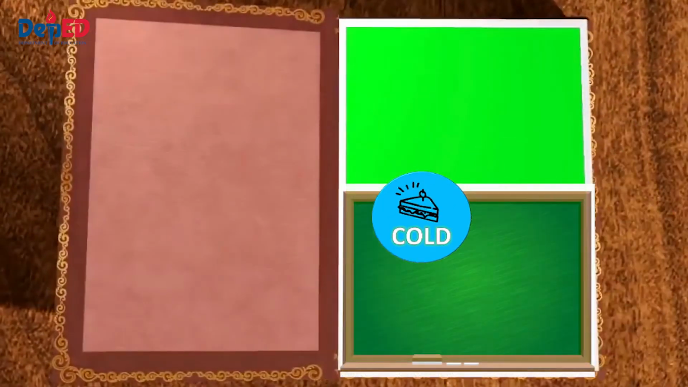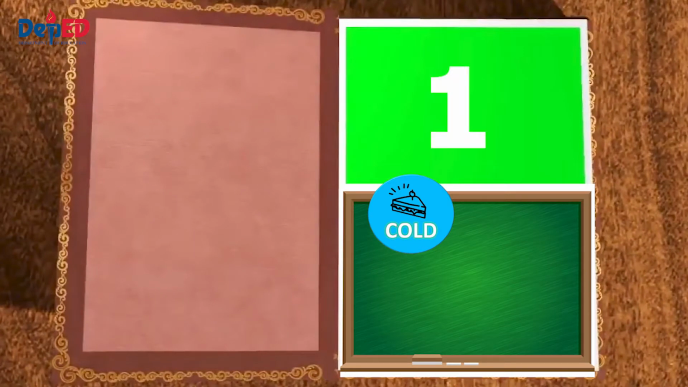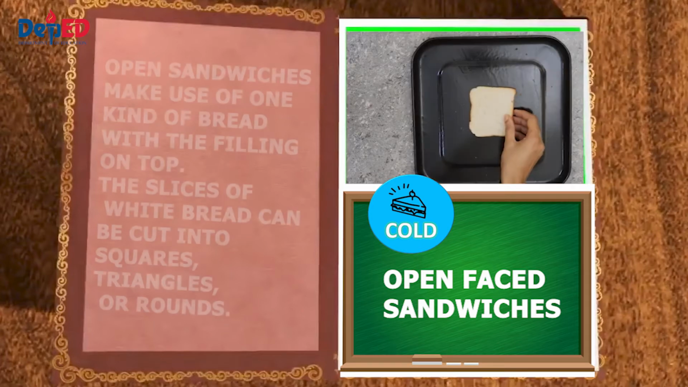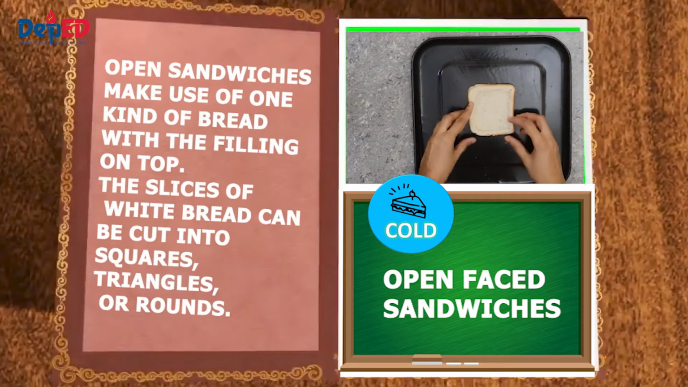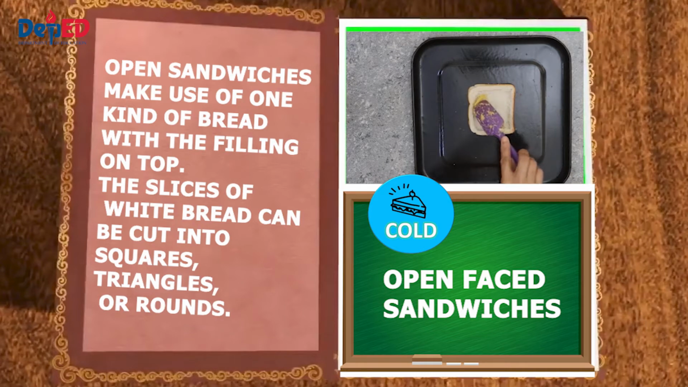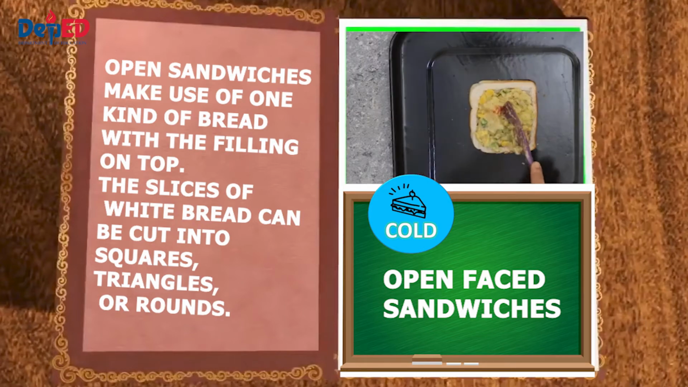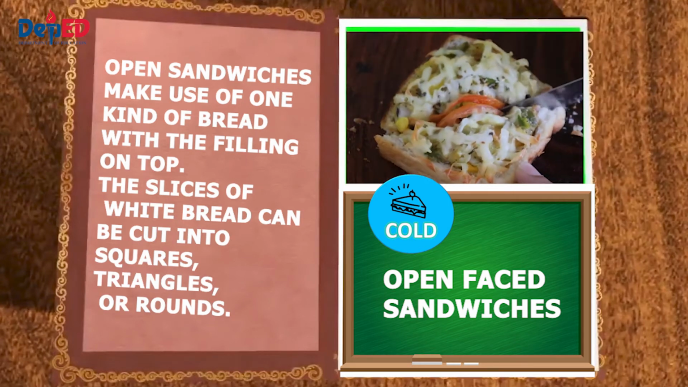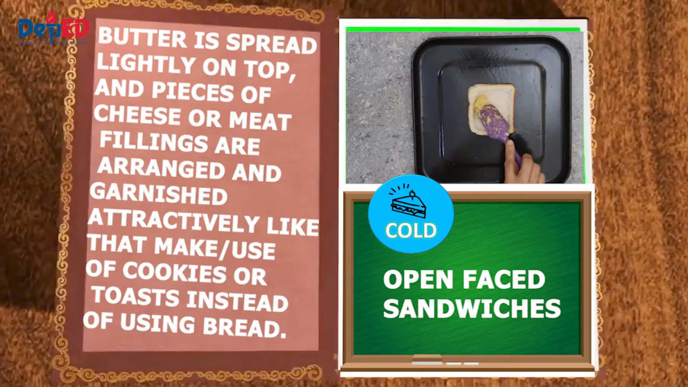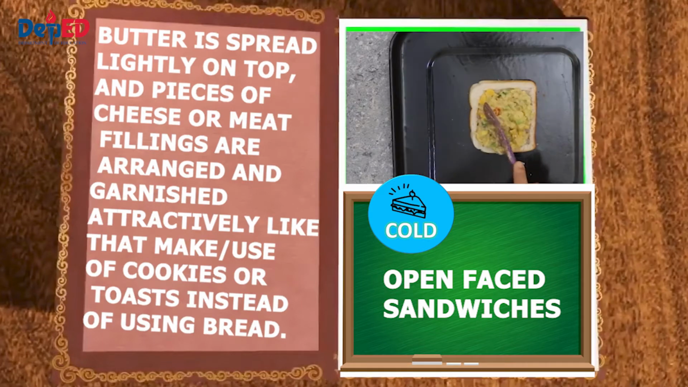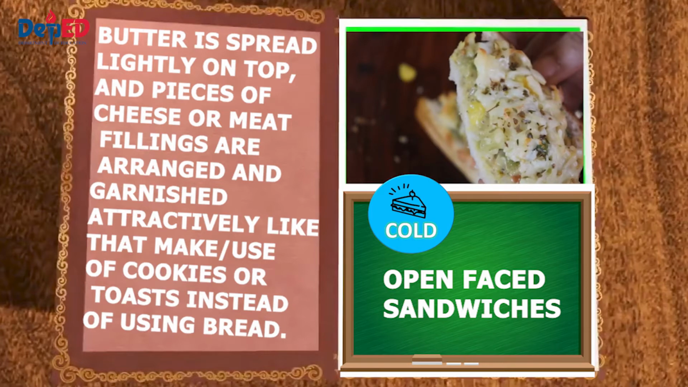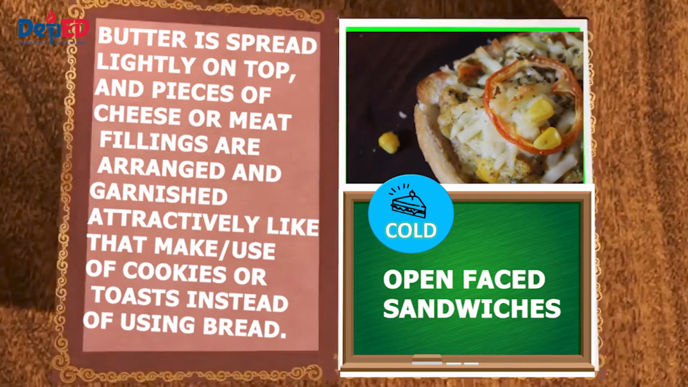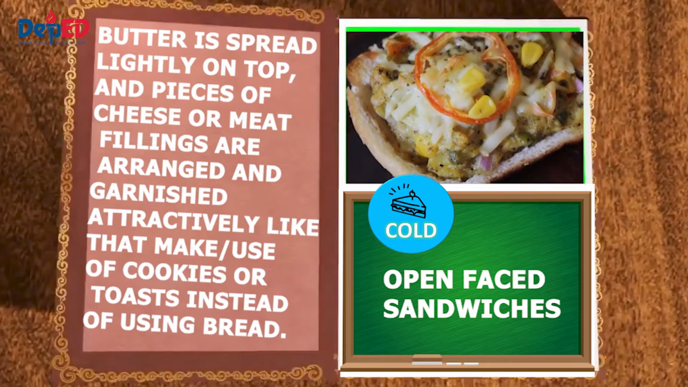Let us now discuss the cold sandwiches. First is the open-faced sandwiches. Open sandwiches make use of one kind of bread with a filling on top. The slices of white bread can be cut into squares, triangles, or rounds. Butter is spread lightly on top, and pieces of cheese or meat fillings are arranged and garnished attractively, like that make use of cookies or toast instead of using bread.